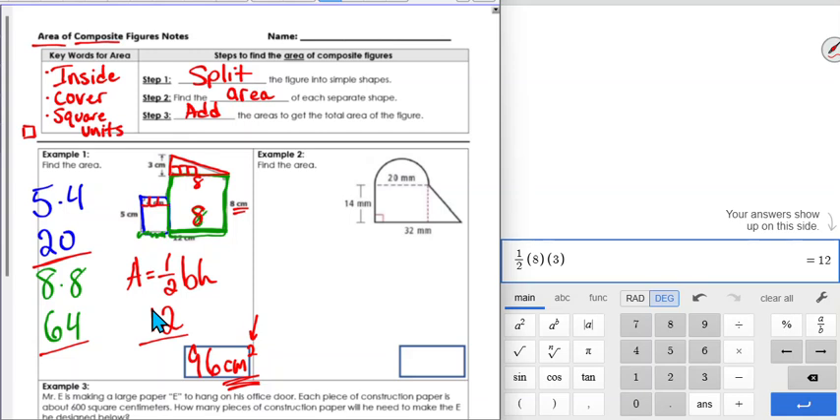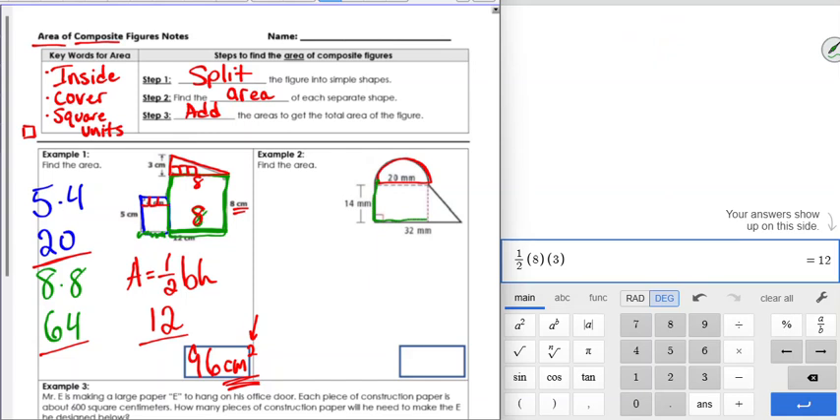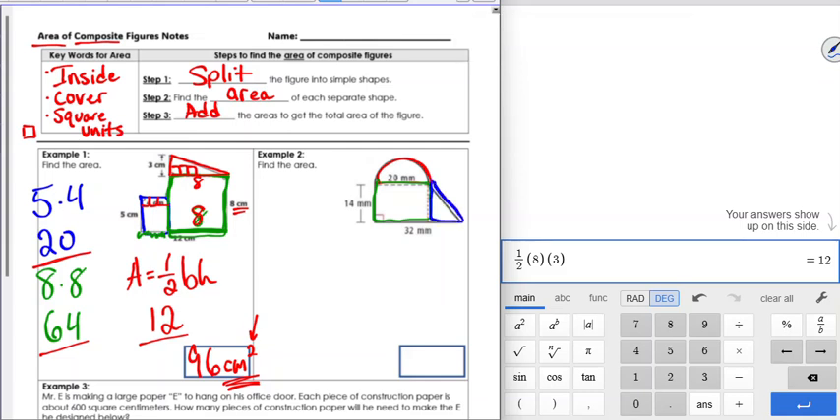All right, on number 2, I have a half circle at the top. I have a rectangle and a triangle. Alright, so it's pretty important that you just label the dimensions that you have. Let's start with the easy one first. Let's start with the rectangle. So I have 14 as, let's say that's the length.